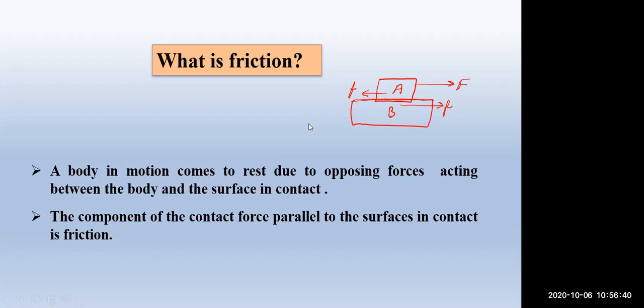The component of contact force parallel to the surface in contact is friction. We have already discussed that friction is the component of contact force. If you consider this one, the contact force between these two surfaces has one component that is normal and another that is friction. Both are parts of the contact force. That is what we are saying: the component of contact force parallel to the surface. You can see this friction is parallel to the contact surface. Okay, so that is what we were discussing.